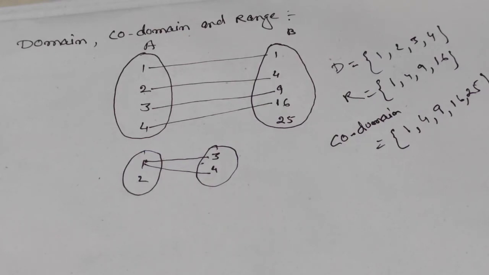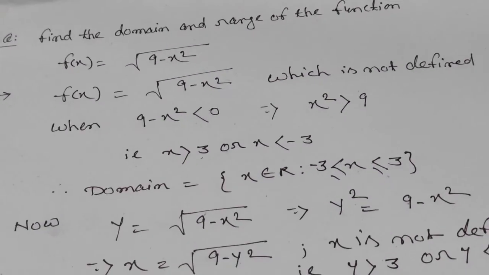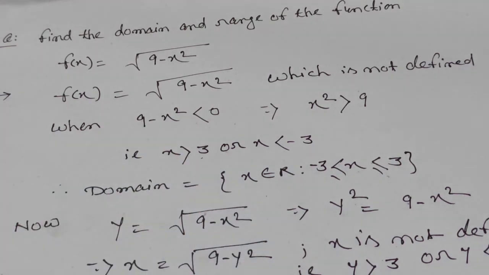Now, after knowing the definition of function, how we can find the domain and range from the function is also very important, and that is very important for competitive examinations. So let's see one sum. This sum I have taken from NCERT, and this is a very important sum. Find the domain and range of the function f(x) equal to root over 9 minus x square. As we have discussed, the values which we can take for x are the domain, and the values we will get for y are our range.